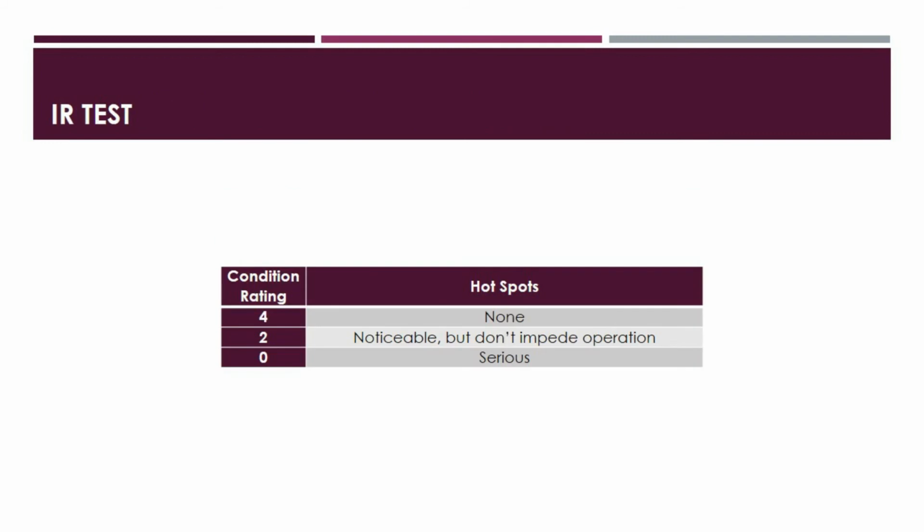Lastly, we will look at the IR test, and for this category, we only have 3 ratings, which are 4, 2, and 0. So for the rating of 4, it means that there are no hotspots detected. For a rating of 2, it means that there are noticeable hotspots, but they do not affect safety in its operation. And for a rating of 0, it means that there are very serious hotspots found.